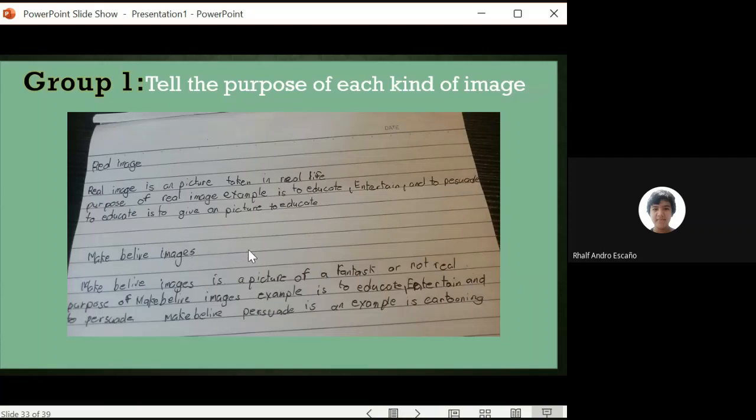Real image, the picture taken in real life. The purpose of real images is to educate, to entertain, and to persuade. To educate is to give pictures to educate or to inform. Make believe images is a picture of a fantasy or not real. The purposes of make believe images are to entertain and to tell stories and to persuade. Make believe that can persuade is an example of cartooning.